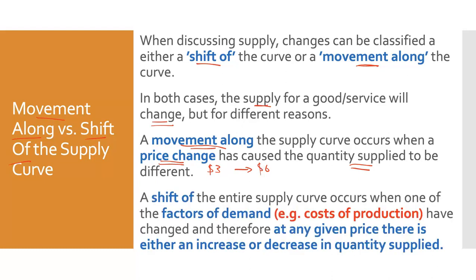Shifts of the entire supply curve occur when a factor of supply, cost of production, has changed, and therefore at any given price, there is an increase or decrease in quantity supplied. And I apologize, there are a few little typos. So same with demand. If we have a movement along, we will still have the same supply curve. We've just moved to a different point. A shift will result in an entire new supply curve. So at any given price, there is an increase or decrease in quantity supplied.